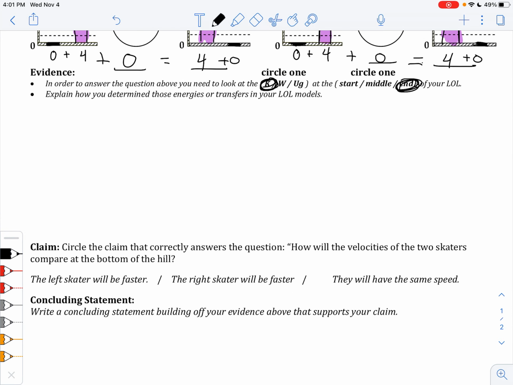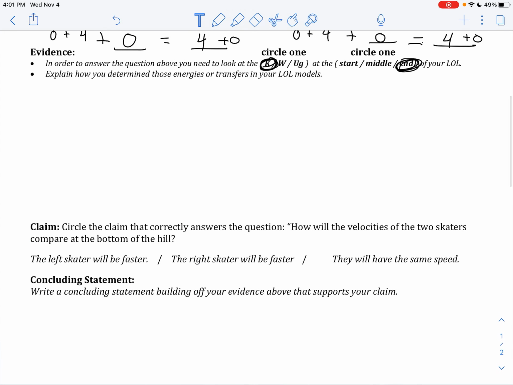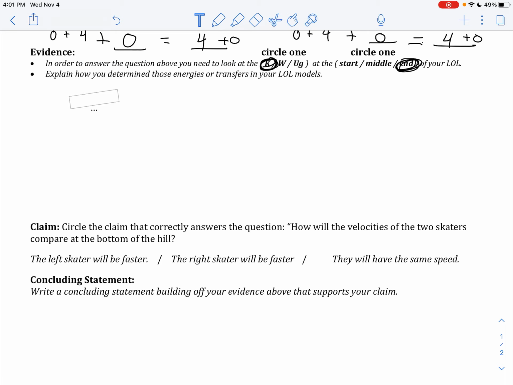Let's see. Let me see if I can type this, and it kind of covers the screen and is a little obnoxious. Oh, there we go.